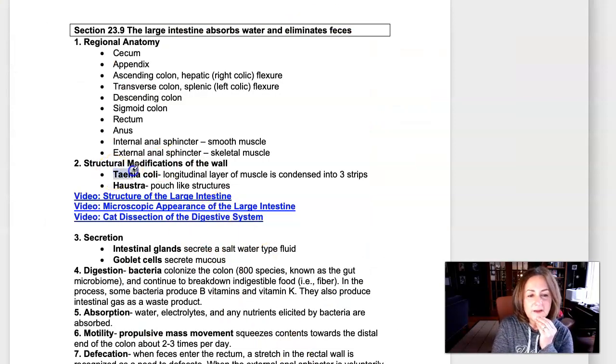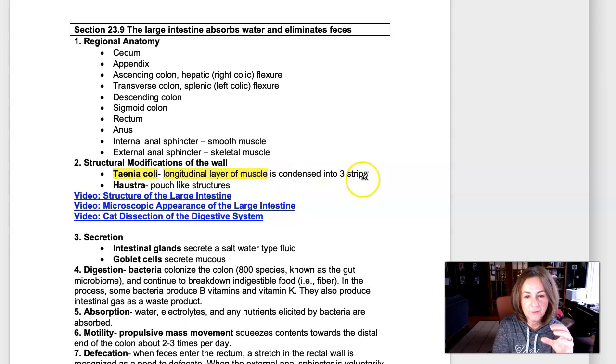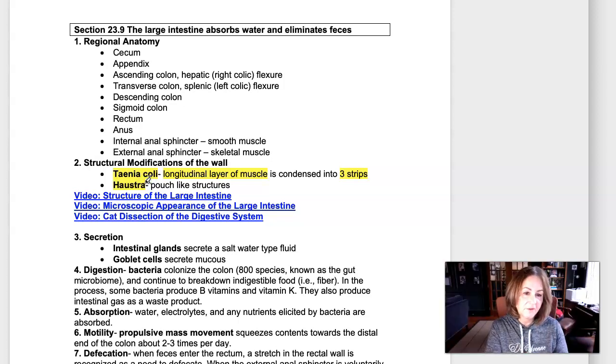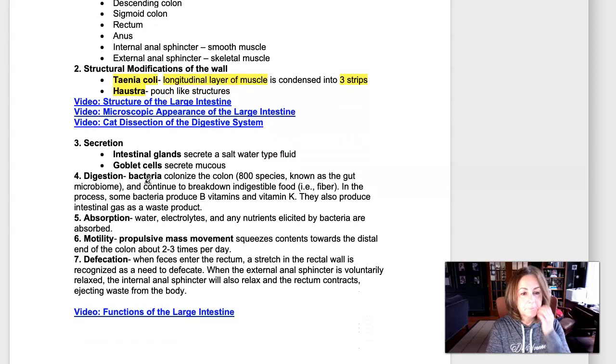So the tinea coli, that's what you call the longitudinal layer of the muscle, just because it's not a full circumference of the longitudinal layer. It's reduced to 3 strips, each strip being known as the tinea coli. This is singular. And then the haustra are the pouch-like structures that we see along the length of the large intestine. And so I have these notes organized by function, as we've talked about.